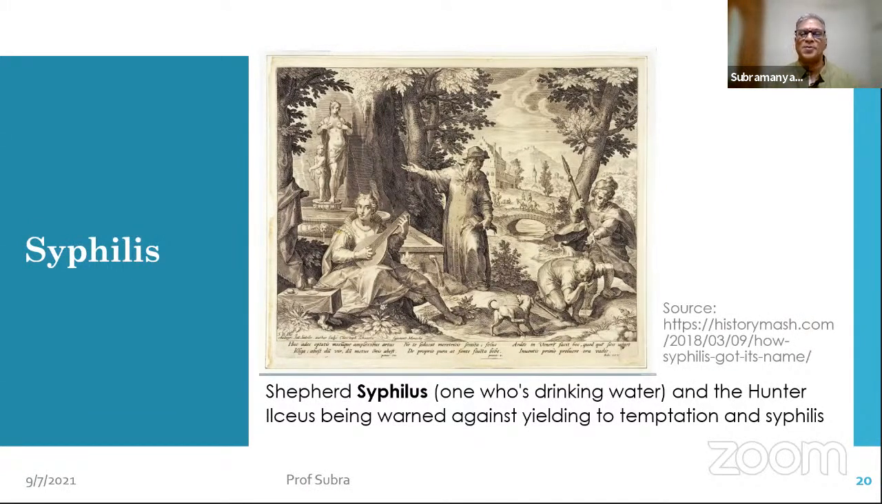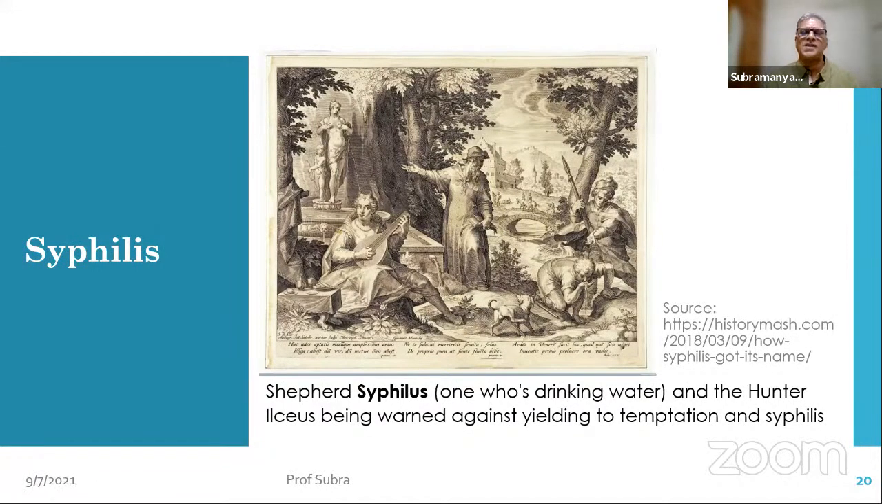and gave him this kind of a pestilence, a plague, to suffer. And he also said that if a person yields to temptation, he is likely to end up with this kind of disease. So the term syphilis is because of this shepherd in that poem, Syphilus, which later became syphilis, and that is how the word syphilis came for this particular disease, and it has continued, and is probably quite popular when compared to the other terms.